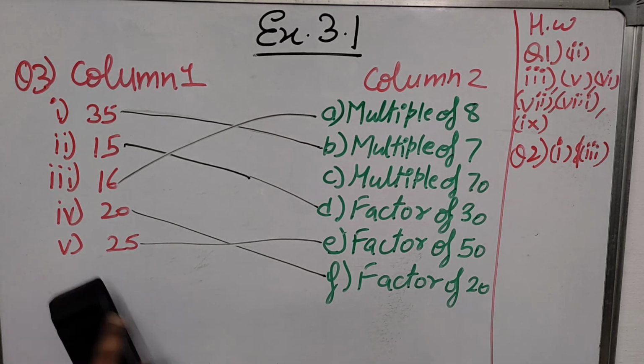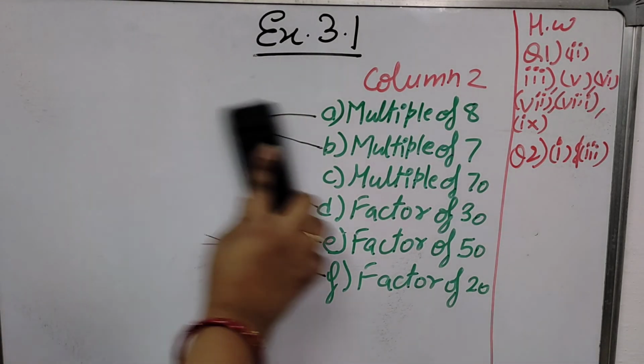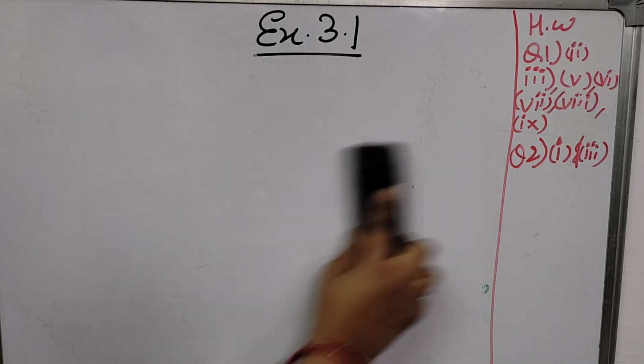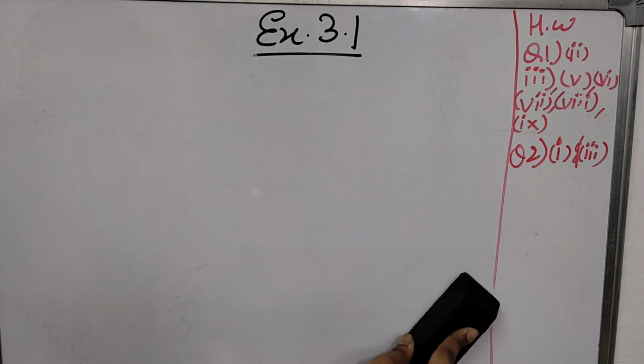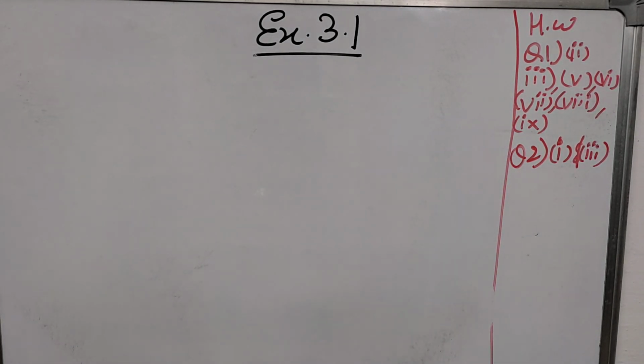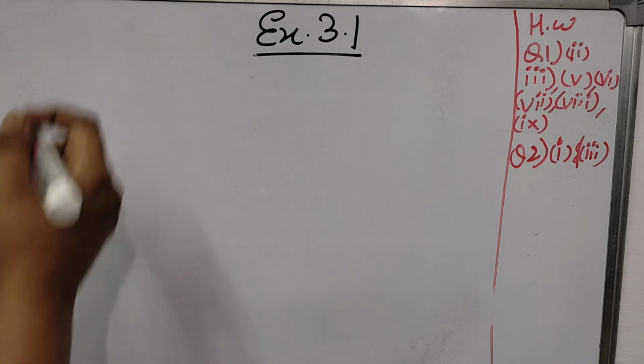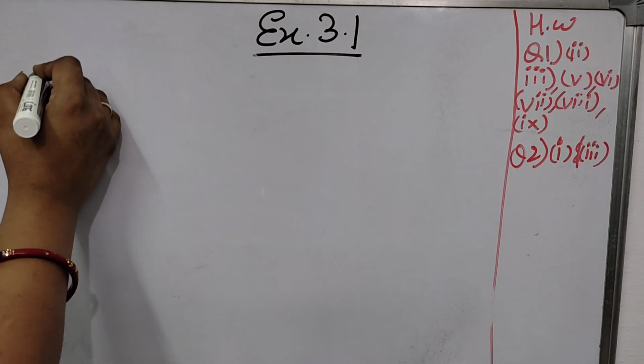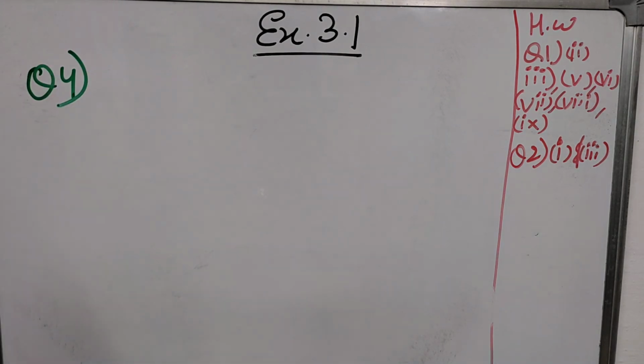The last question of this exercise, question number 4. Find all the multiples of 9 up to 100. Now you need to find out or calculate multiples of 9 till you get a multiple which is near to 100 or 100 itself. So we understood that multiples means, or we can directly say, our tables of any number give multiples of that number.